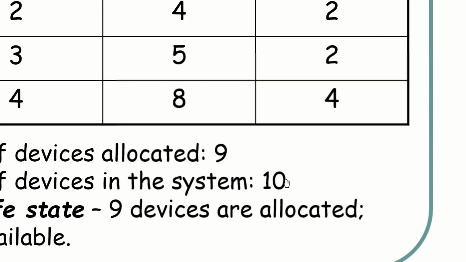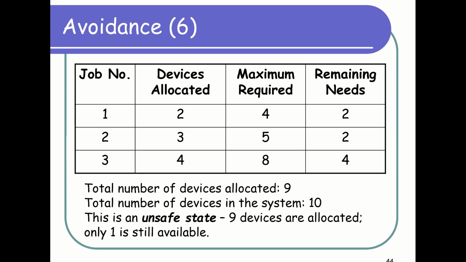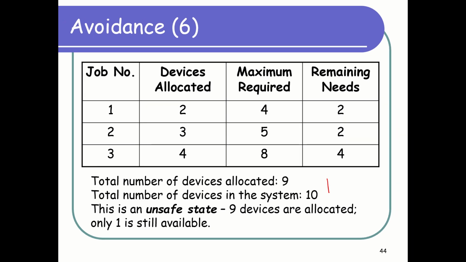So let's say the total number of devices allocated is 9 and the total number of devices in the system is 10. So you have 1 remaining. If you see the remaining needs, customer number 1 you cannot serve, customer number 2 you cannot serve. So this is an unsafe state, just like the bank example just now.